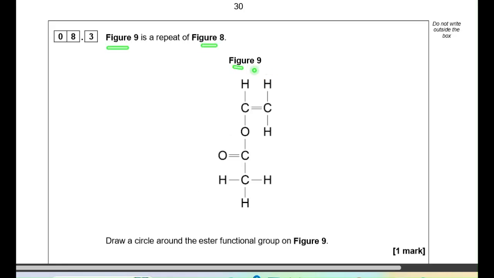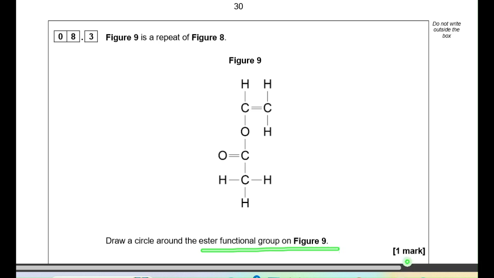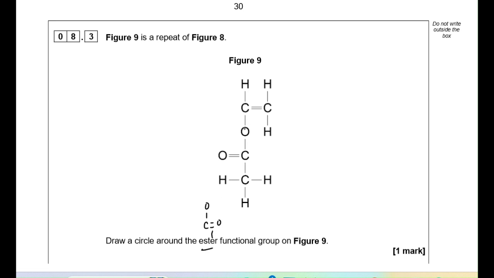8.3. Figure 9 is a repeat of figure 8. Here's figure 9. Draw a circle around the ester functional group on figure 9. And this is just for 1 mark. So, what do we know about an ester? An ester is a carbon double bond oxygen, carbon single bond oxygen. So if we look up at the molecule there, we can see our carbon double bond and our carbon single bond oxygen. So that's our ester link for 1 mark.